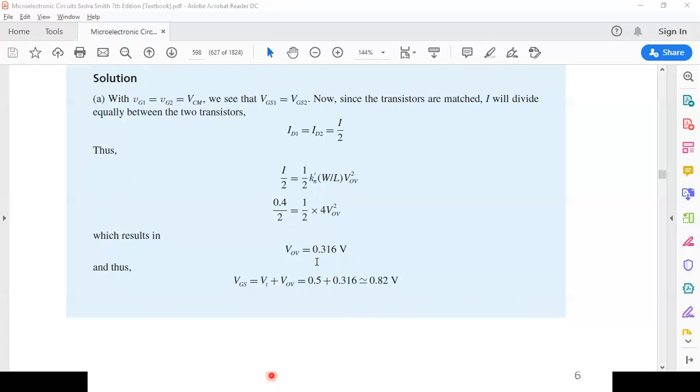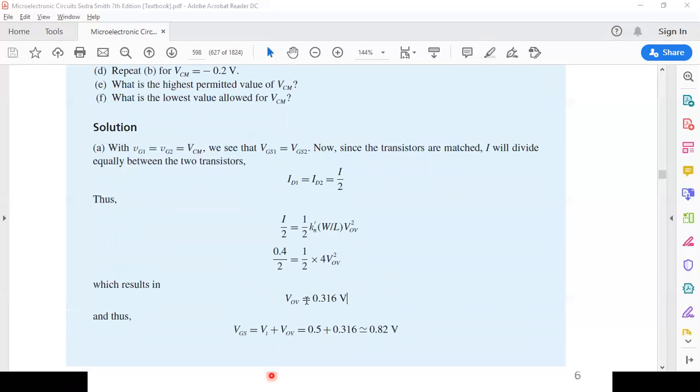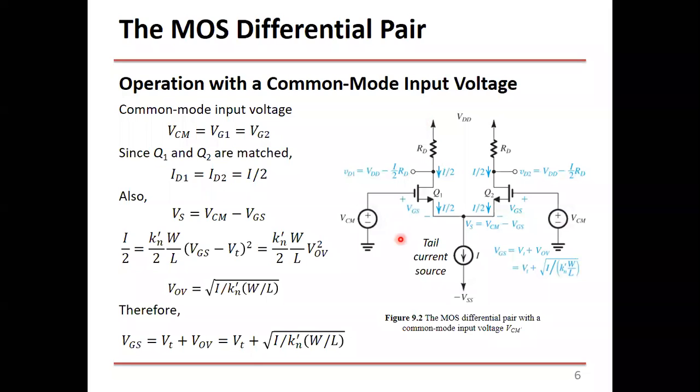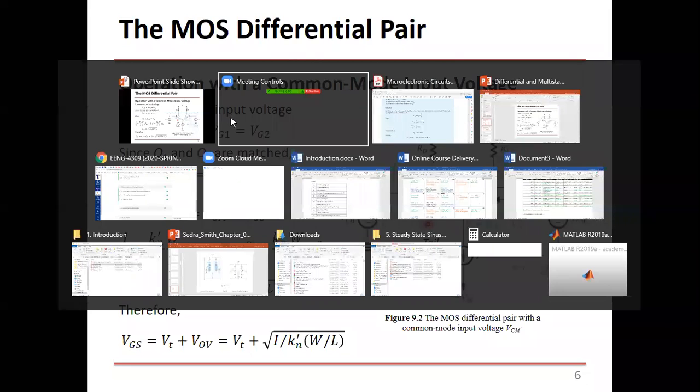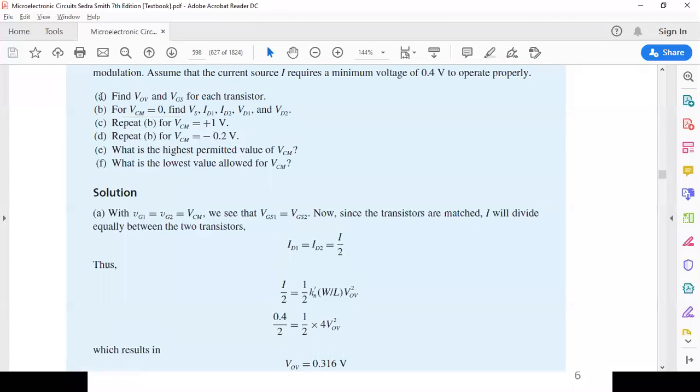Now, we found that VGS is V threshold, which is 0.5, plus V overdrive, which is 0.316. So this is the value of VGS. VGS is always this value, it's always 0.82. Okay, so now we are done with part A. Part B, given that VCM is 0, we need to find VS, ID1, ID2, VD1, and VD2.